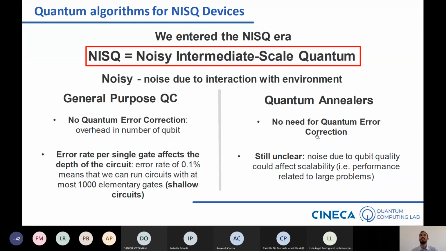For quantum annealing instead, by default, quantum annealing doesn't need error correction. However, it is still not clear how noise, due to the qubit quality, will affect scalability, so performances when we try to solve large problems. So far, D-Wave went from a 2,000 qubit machine to a 5,000 qubit machine, and they were still able to increase the performances.